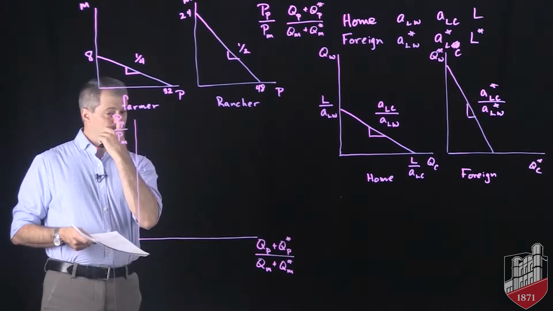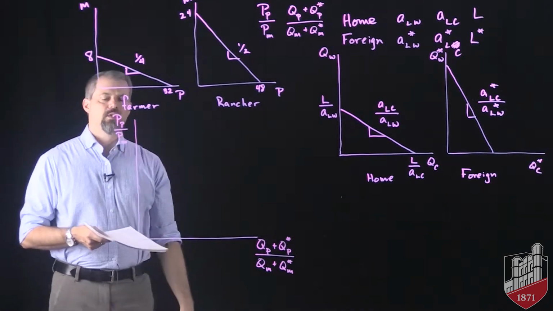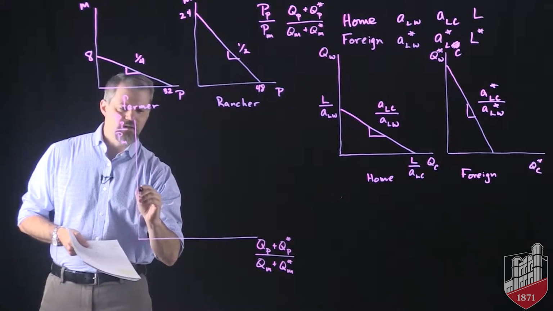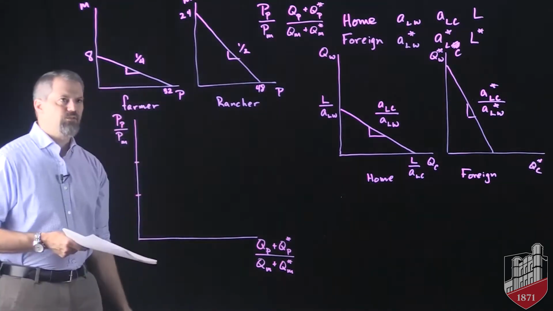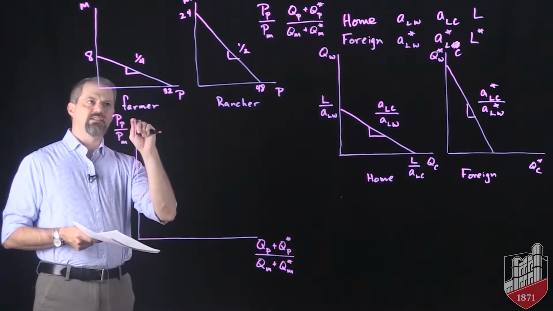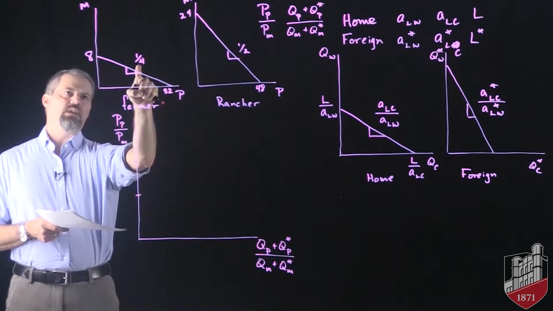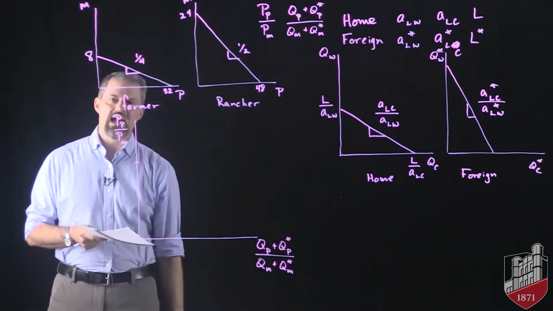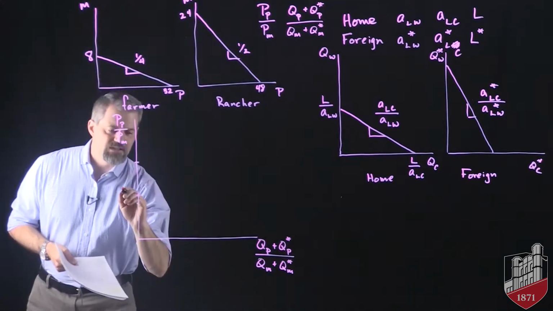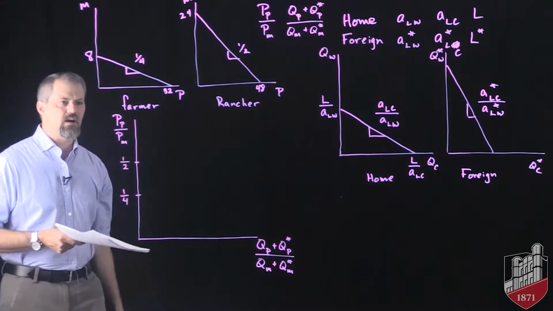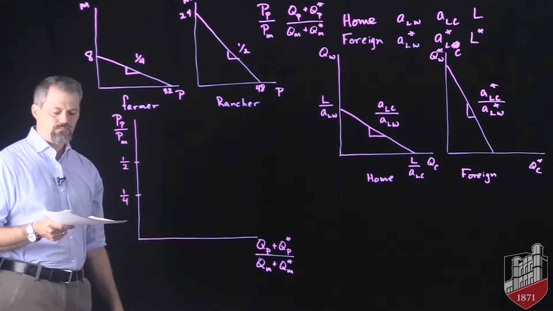Let's start by thinking about the relative supply curve. I'm going to put a couple of points on here for our relative price, because the relative prices that obviously are going to be important here are going to be this 1/4 and this 1/2. Obviously our 1/4 is right here and our 1/2 is right here. So let's talk about why those are important.